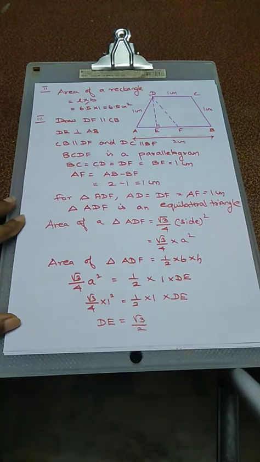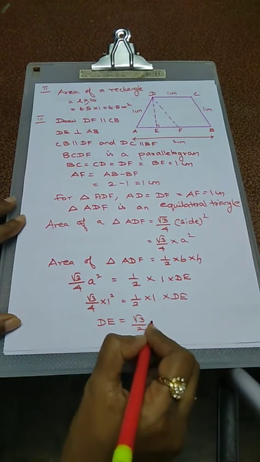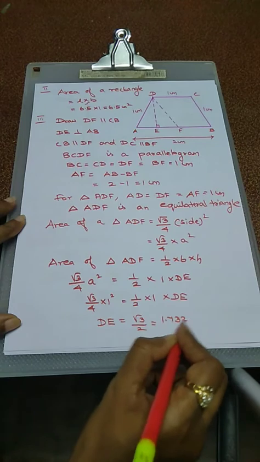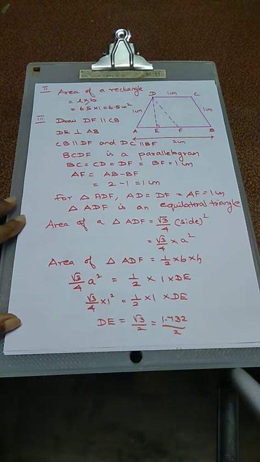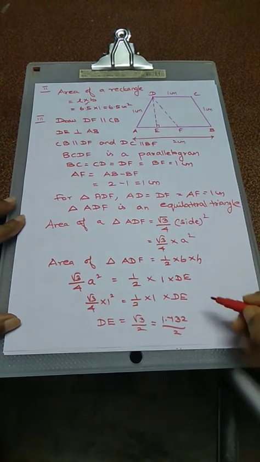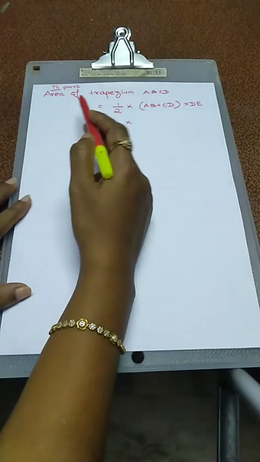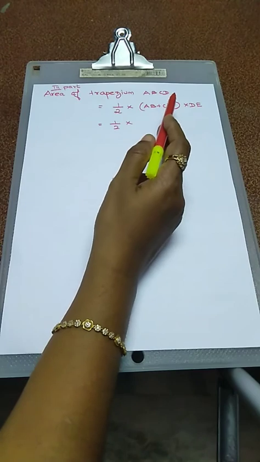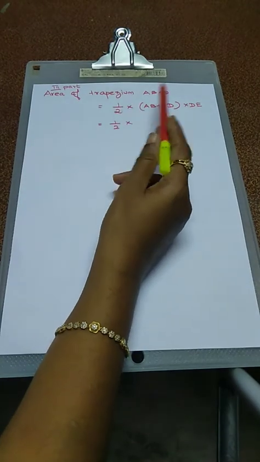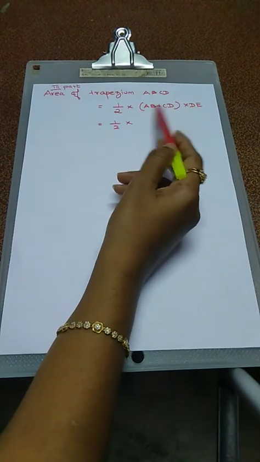What is the root 3 value? 1.732, no. So apply the value 1.732 by 2. So what is the answer actually? 0.866 centimeter. This value we have to write as 0.9 centimeter. Third part, area of trapezium ABCD. What is the formula to find the area of a trapezium? Half into H into A plus B.